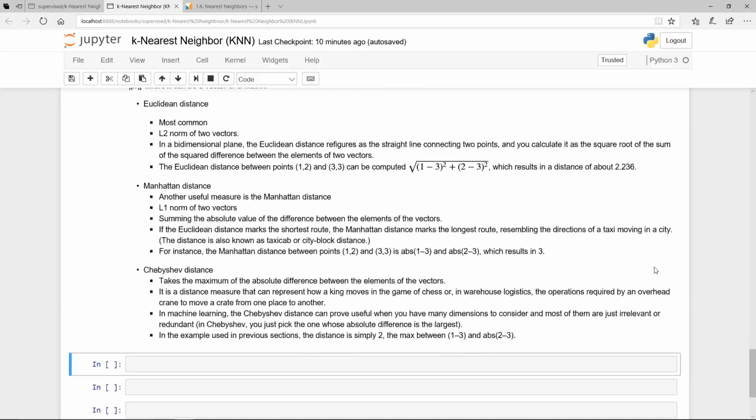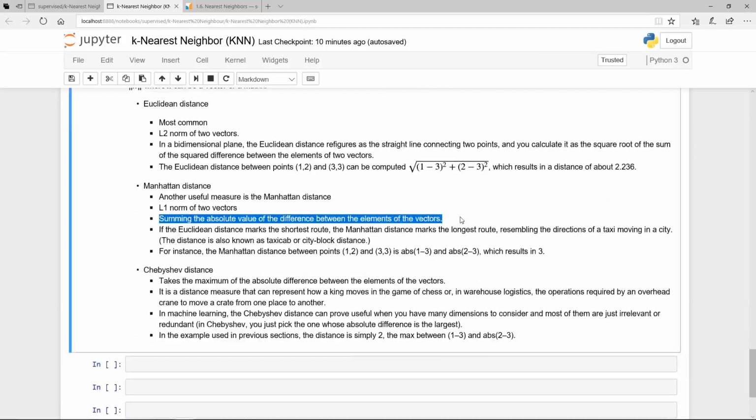It's the L1 norm of two vectors. Basically, you sum the absolute value of the difference between the elements of the vectors. So how does that work? Again, we have (1, 2) and (3, 3) as our coordinates. For the x coordinates it's 1 minus 3, again x1 minus x2, take the absolute. Then y1 minus y2, and take the absolute, which gives you a result of 3.